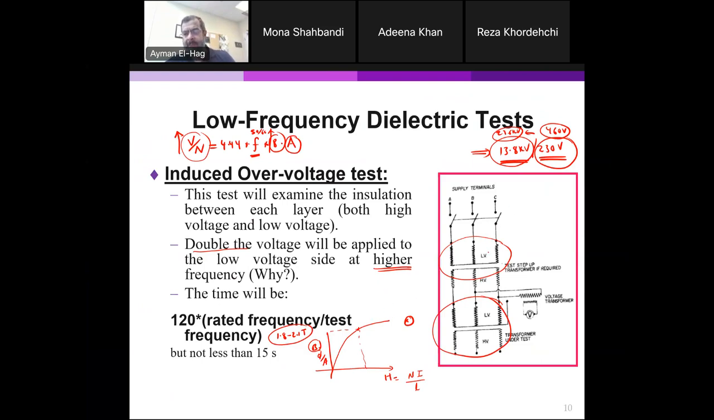This is why this supply is a special supply. This is basically mainly done for testing the transformers. We don't have these high frequency supplies used for other than that. That is the main objective of it.